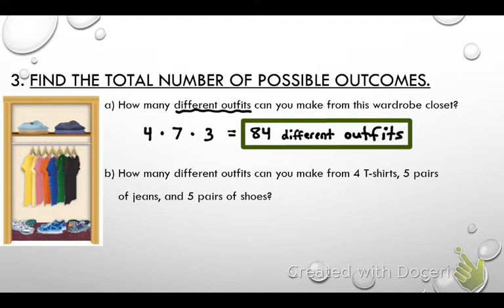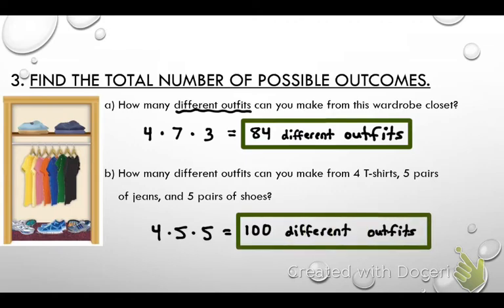Noah, how did you do problem B? It says 4 t-shirts, 5 pairs of jeans, 5 pairs of shoes, 4 times 5 times 5 equals 100. Okay, 4 times 5 times 5 equals 100 what? Okay, possible outfits, possible outcomes, different outcomes. You guys can choose what you would prefer. Just make sure you have some kind of units attached. But that is correct because when you multiply those together, you do get 100 different options or 100 different outfits.